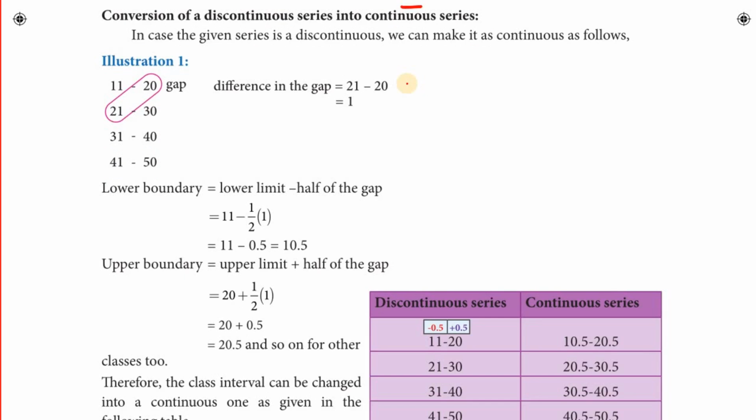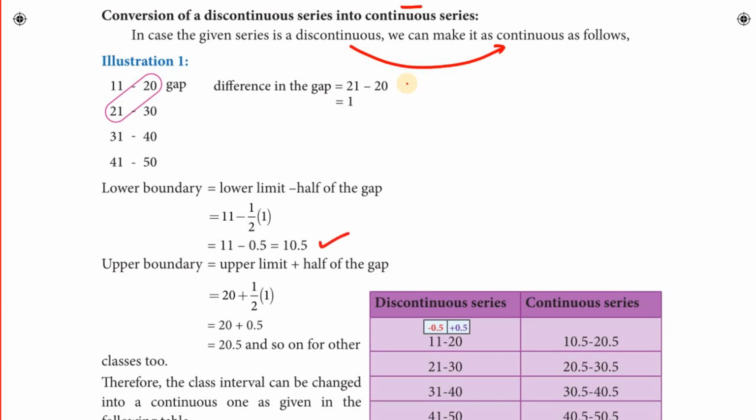Look, these are some very interesting things. Normally you don't get this in your book. Now, in case the given series is discontinuous, you see we can make it continuous. How? Let's see. So, this is the series 11 to 20, 21 to 30 and so on. There is a gap between 20 and 21. Now, what is the difference in the gap? 21 minus 20 equal to 1. Now, what we do is this, lower boundary is equal to lower limit minus half of the gap. So, what is the lower limit? Lower limit is 11. So, we subtract half from it. So, it becomes 10.5.